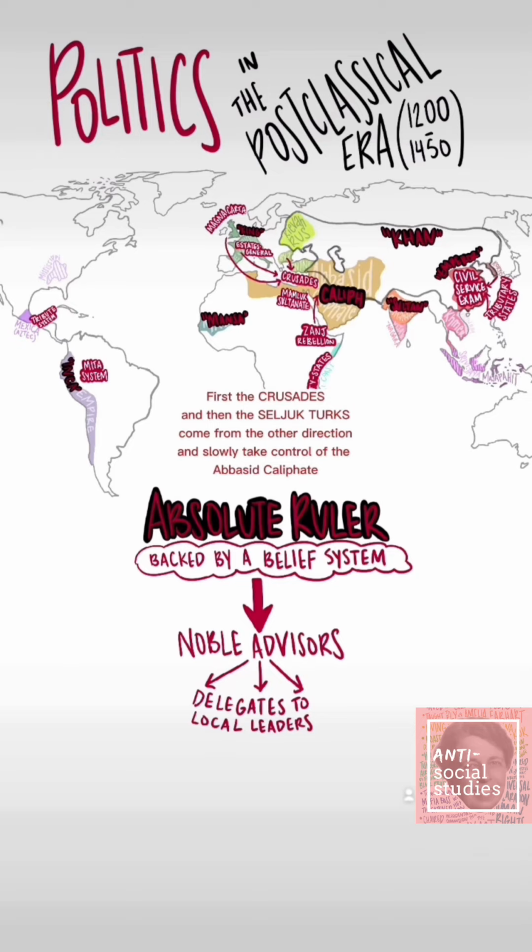First, the Crusades. The Seljuk Turks come from the other side and eventually take control of the Abbasid Caliphate, and then obviously the Mongols.